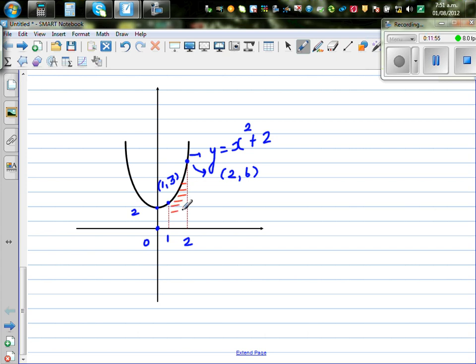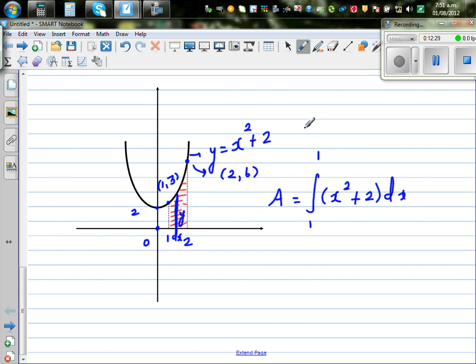Okay, here the problem is you can't use any other method other than calculus. So here, area would be the definite integration from 1 to 2 of x squared plus 2 dx. The concept is the same. The idea is the same. What we are doing is, you're taking an infinitesimally thin rectangle. Imagine this infinitesimally thin rectangle where your width is dx and your height is y.